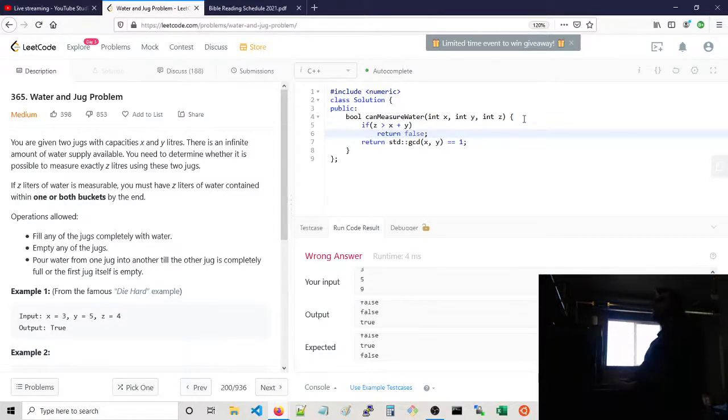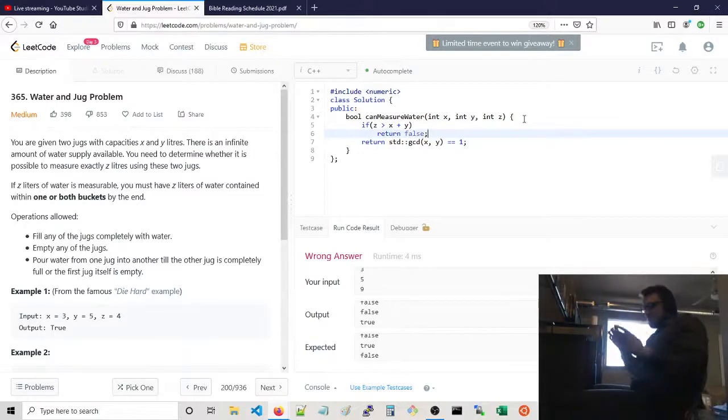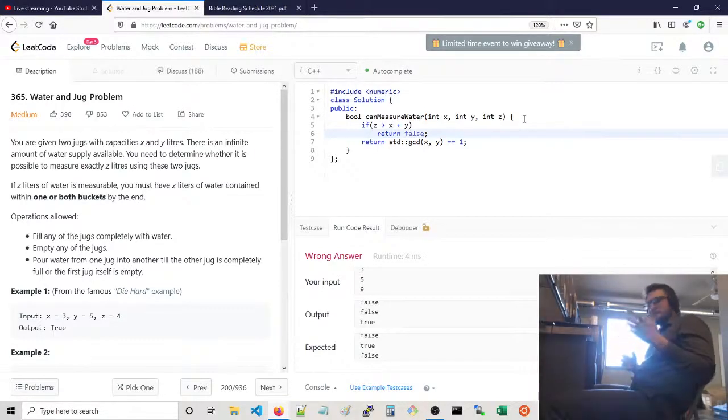And also, if they're coprime, like 3 and 5, for instance, what you can do is dump 5 into 3, and you have 2. Dump 3, dump 2 into 3, fill up 5 again.